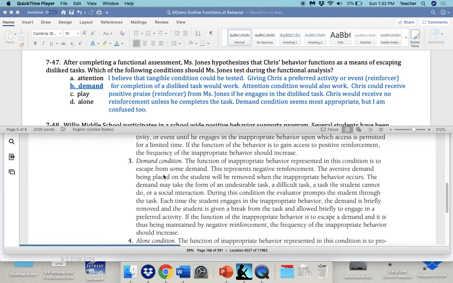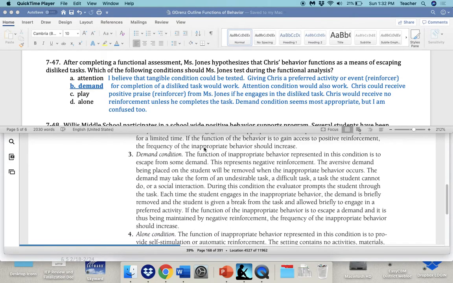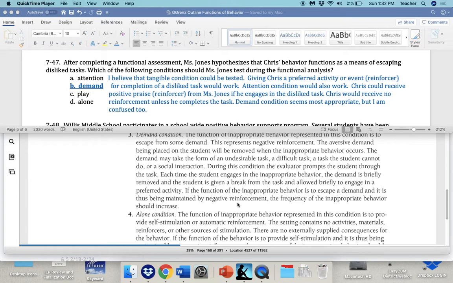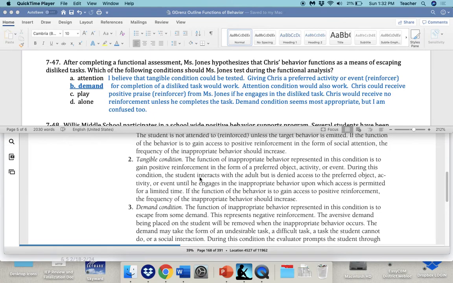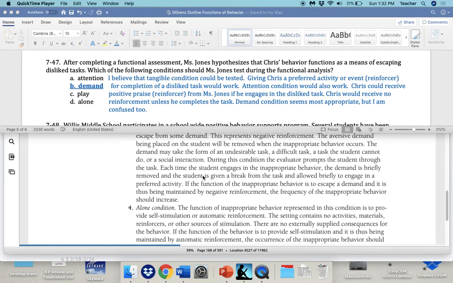And so we watch, because for the demand condition it says at the end, if the function of the inappropriate behavior is to escape a demand and it is thus being maintained by negative reinforcement, the frequency of the inappropriate behavior should increase. So we're watching to see if it increases. Then the one that increases is basically the function.